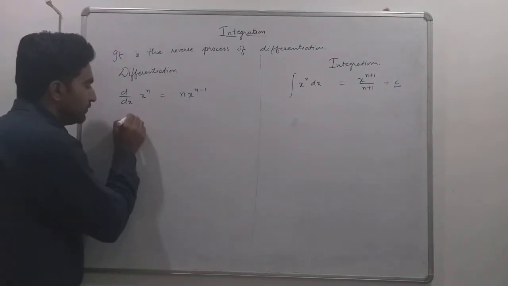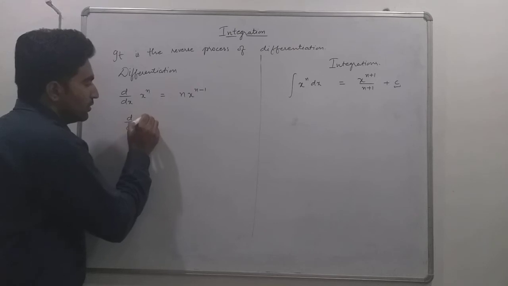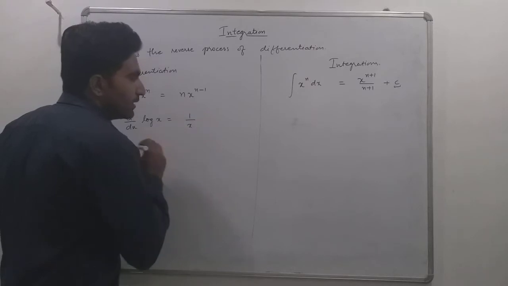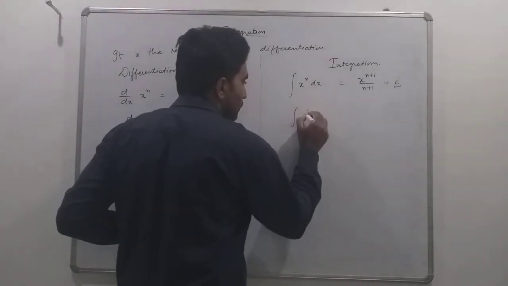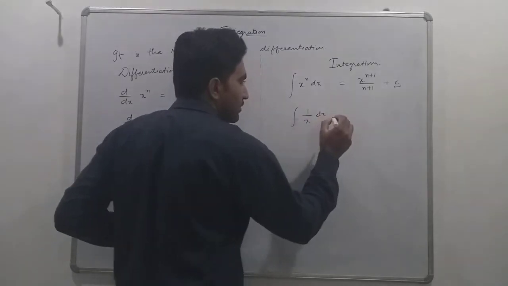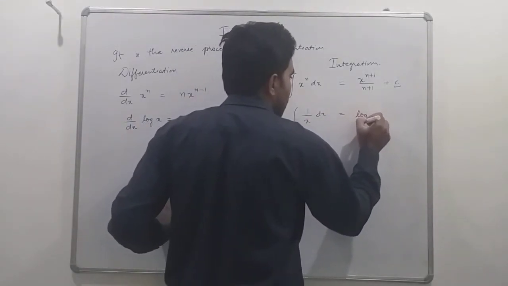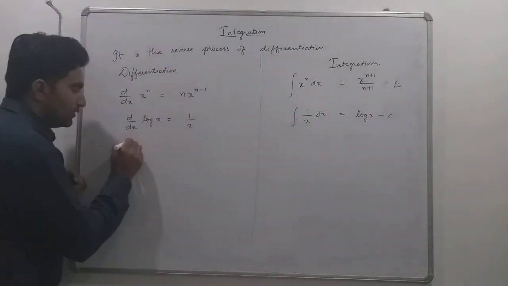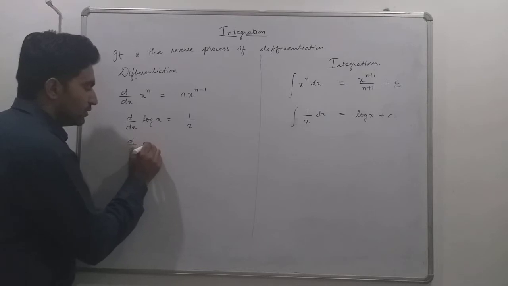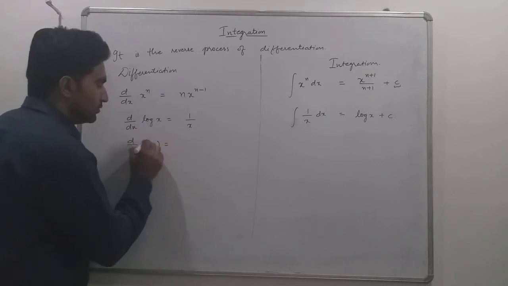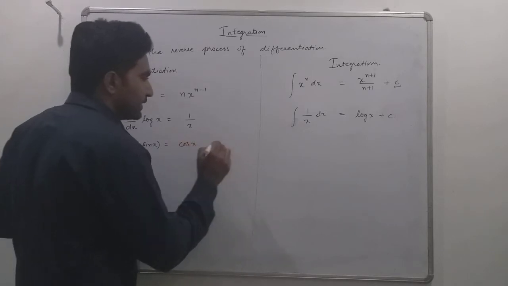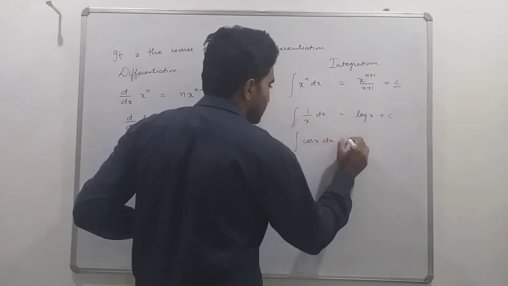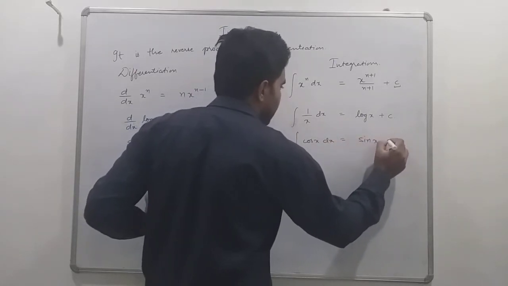Next one is differentiation of log of x is equal to 1 by x, and integration of 1 by x dx will be equal to log of x plus constant of integration. Same case, differentiation of sine of x is equal to cos of x, and the integration of cos of x dx will be equal to sine x plus c.